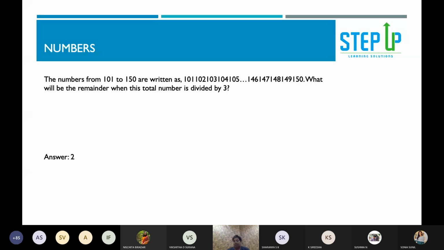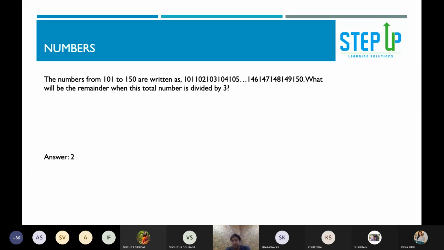But have you done the same thing, n into n plus 1 by 2 till 150? No, sir. I used the AP sum formula, n by 2 into 2a plus n minus 1 into d. We know a, we know d, and we know everything, so I just substituted and did it. Okay, that is again one kind of formula.